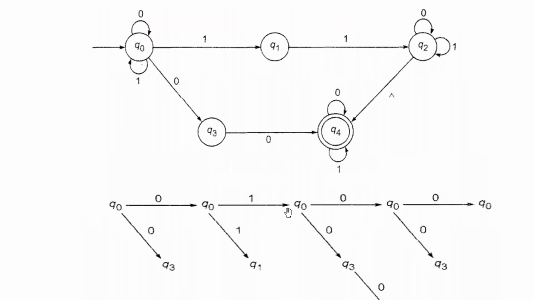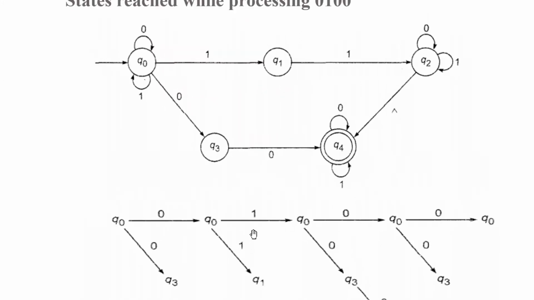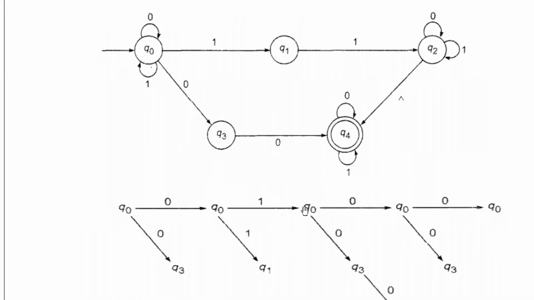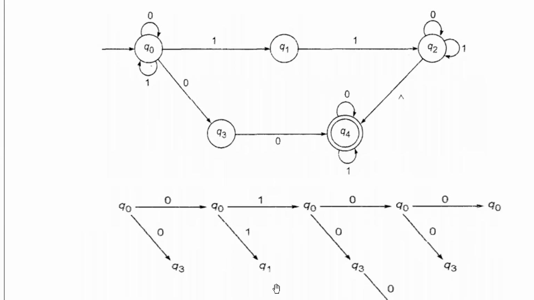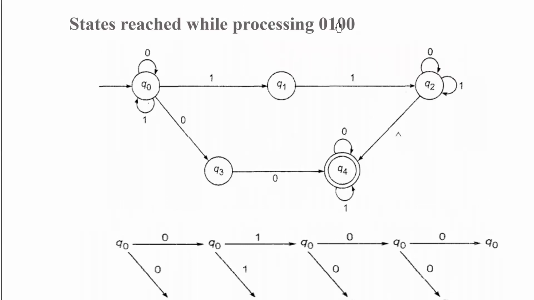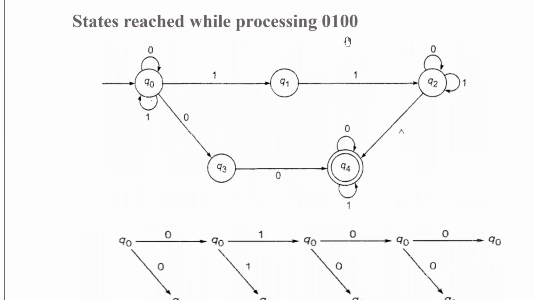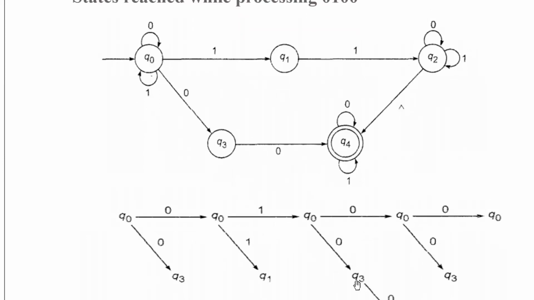From Q0, if you are giving 1, the previous one, this one, it is taking you to Q0 also and Q1 also. But from Q1, there is no other option if you give it 0. But from Q0, if you give 0, there are chances. You will reach Q0 also, and you will reach Q3 also. This is the second last 0. So you can reach Q0 and you can reach Q3.